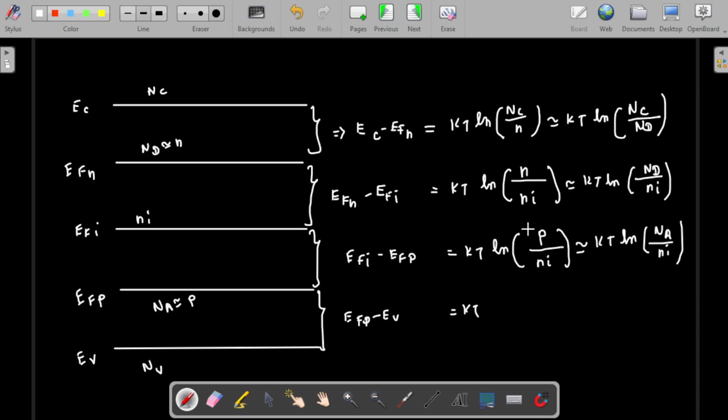Here will be quite a difference. Here you see the upper term divided by lower term, upper term divided by lower term. But here it's an inverse: lower term divided by upper term, P divided by NI. That thing we have done here. So P can be taken over NI. Similarly here also a reverse: NV divided by P, NV divided by P, which will be approximately KT ln NV divided by NA.